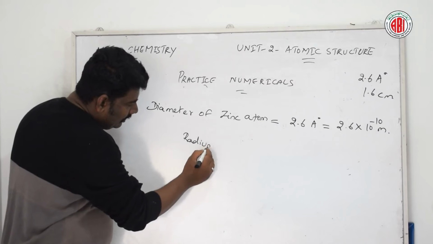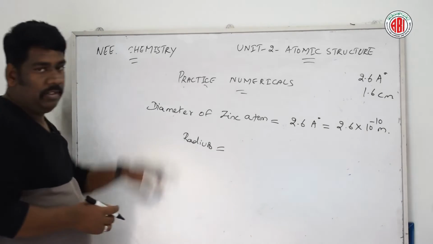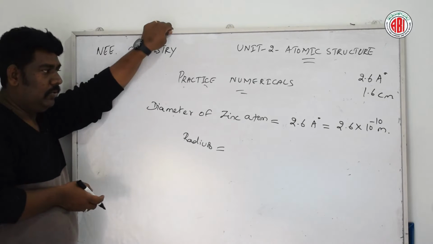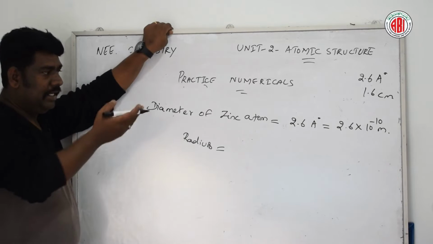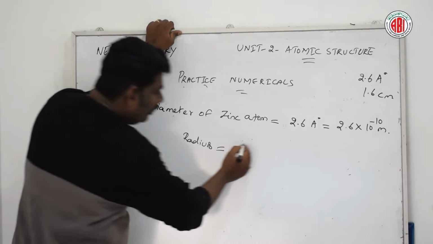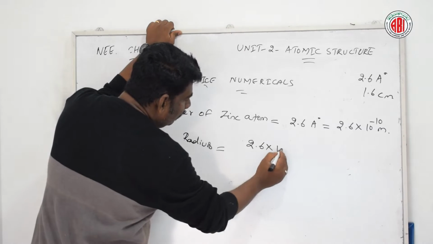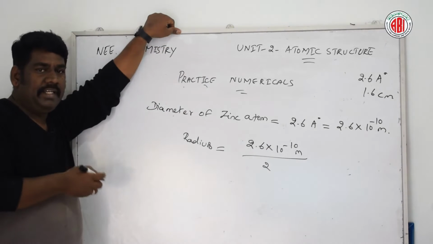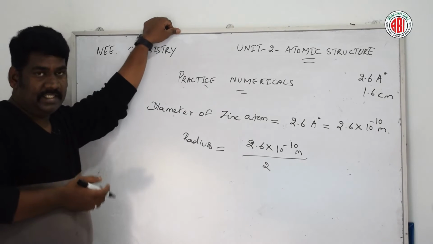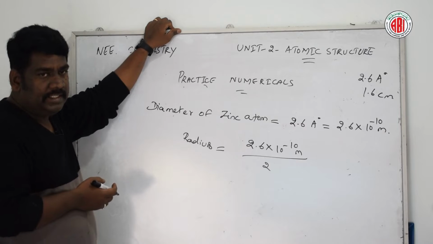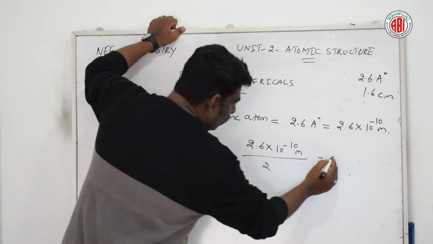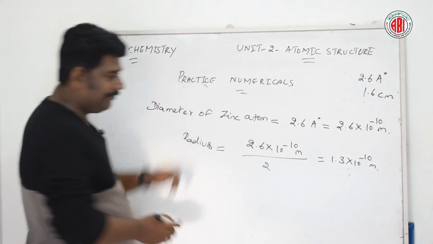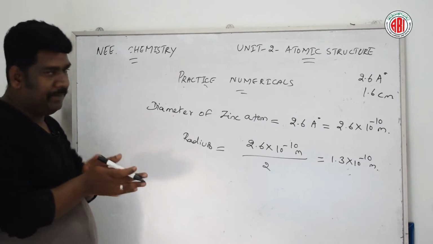Now radius. This is the diameter, so let us find the radius. Radius is nothing but diameter divided by 2, that is 2.6 into 10 to the power of minus 10 meter divided by 2. We get the radius. So radius is equal to 1.3 into 10 to the power of minus 10 meter, that is half of the diameter.